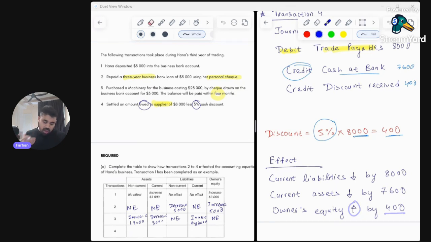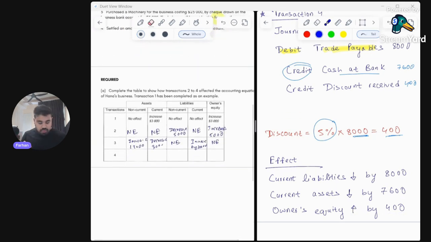Okay. Now, how should we fill this in the table? First of all, we have got no effect for non-current assets, but for current assets, we know it's going down by 7,600. In the liabilities section, we have got no effect for non-current liabilities, but for current liabilities, it is going down by 8,000. What about the owner's equity? We know it's going up by 400 simply because we have got some kind of income which increases our profit, and when profit goes up, our capital available for investment goes up, and when capital available for investment goes up, our owner's equity also increases in value. All right? Okay.